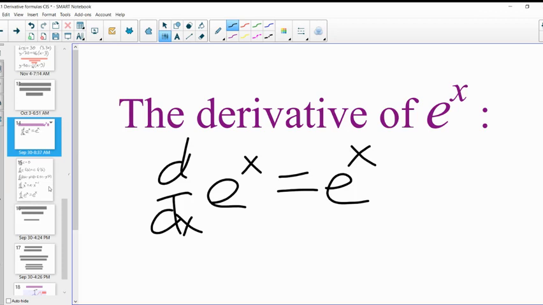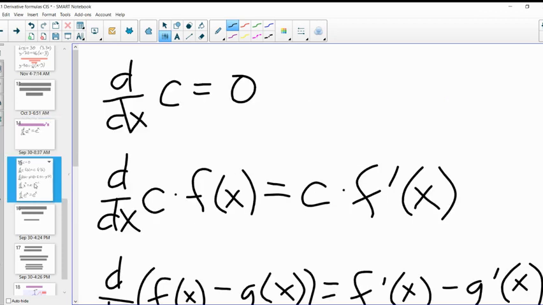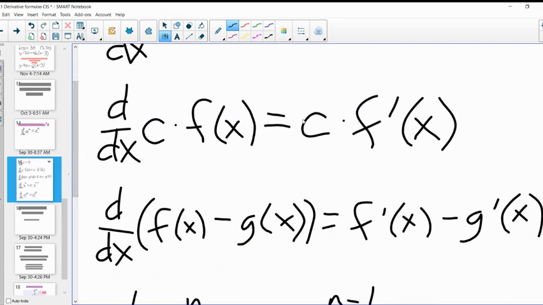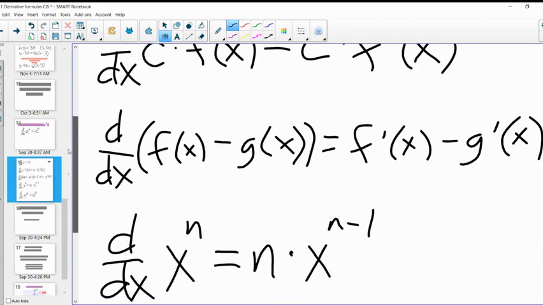In summary, everything that we did today, I'm going to put it all on one slide. I will post this slide on Schoology so you'll be able to access it and take a look at everything that we've done. But here's the bottom line. The derivative of a constant is 0. The derivative of a constant times a function is the constant times the derivative of the function. We can just treat the constant separately. This is really useful, and it'll be reinforced on Monday.